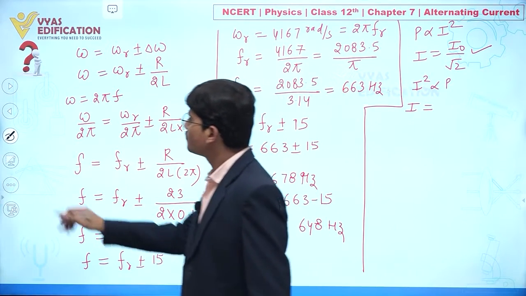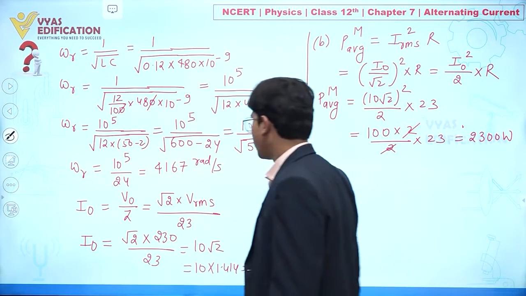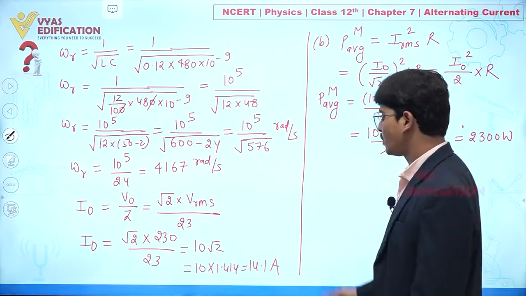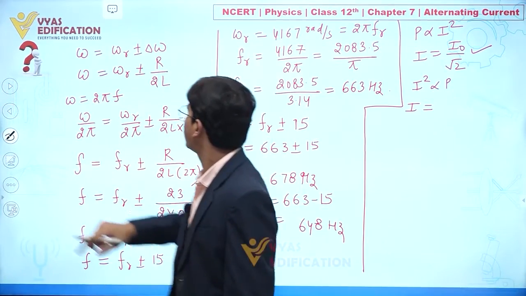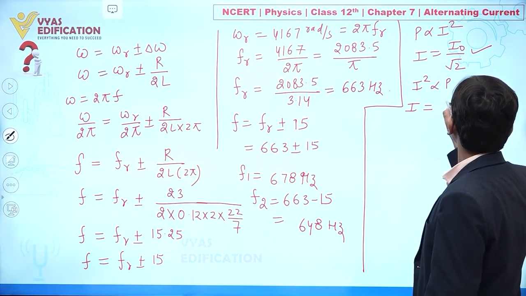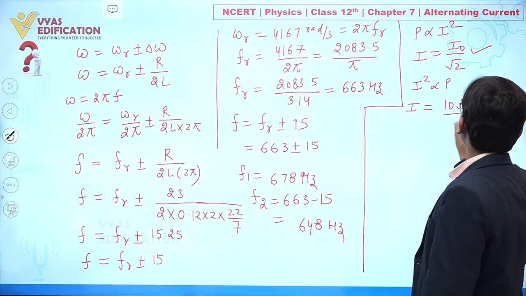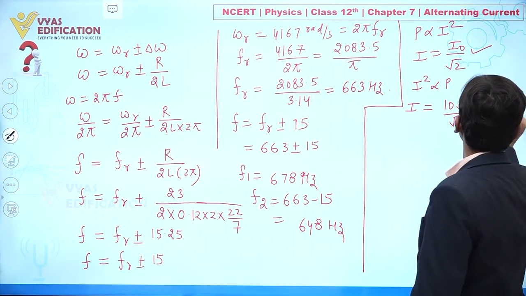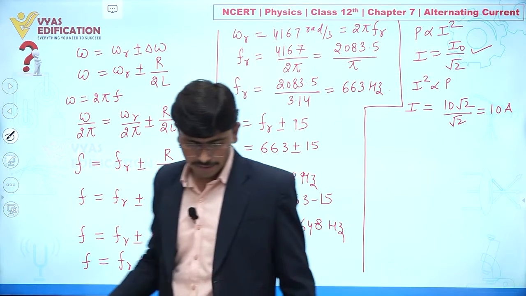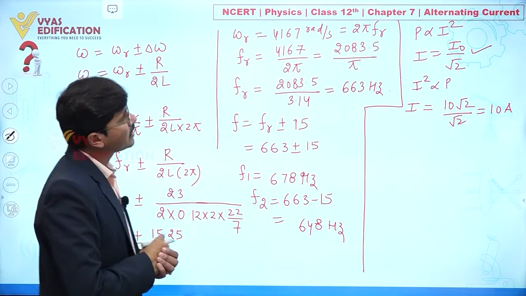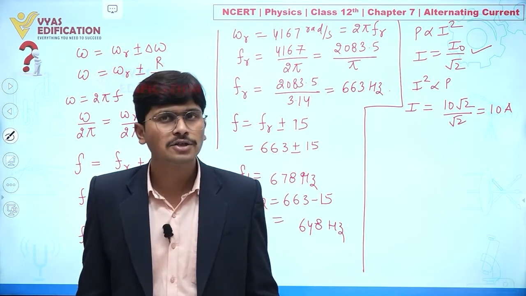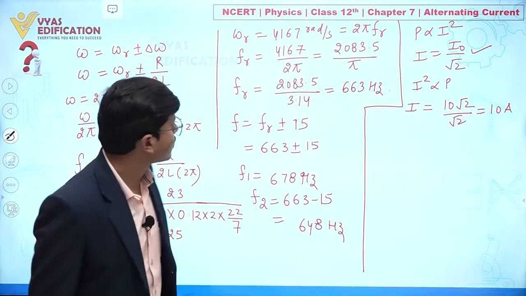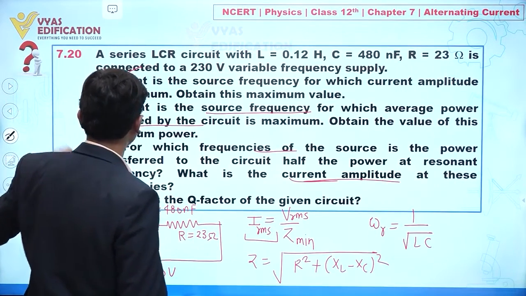Yes, the value of I naught we know. This is given by 14.1, or you can say 10 root 2. So 10 under root 2 divided by under root 2, this value we are getting is 10 ampere. Clear to you? So at 10 ampere we are getting power half of the maximum power that we get at resonant frequency. Clear? Okay.